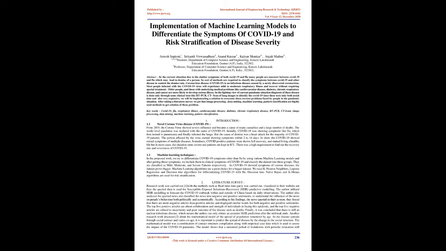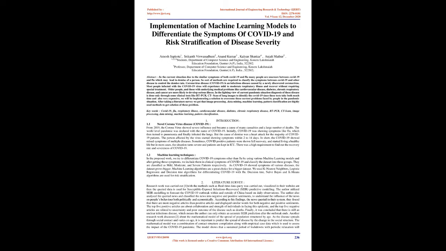Keywords: COVID-19, flu, respiratory illness, cardiovascular disease, diabetes, chronic respiratory disease, RT-PCR, CT scan, image processing, data mining, machine learning, pattern classification. 1. Introduction. 1.1 Novel coronavirus disease, COVID-19.